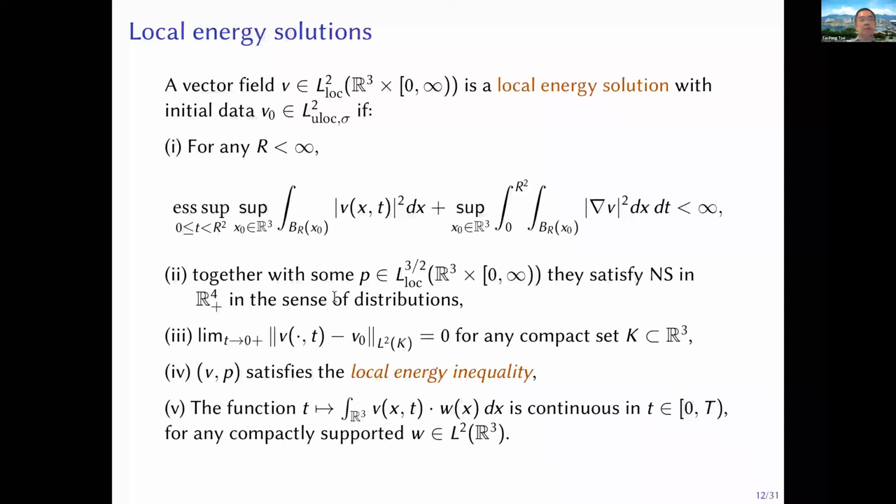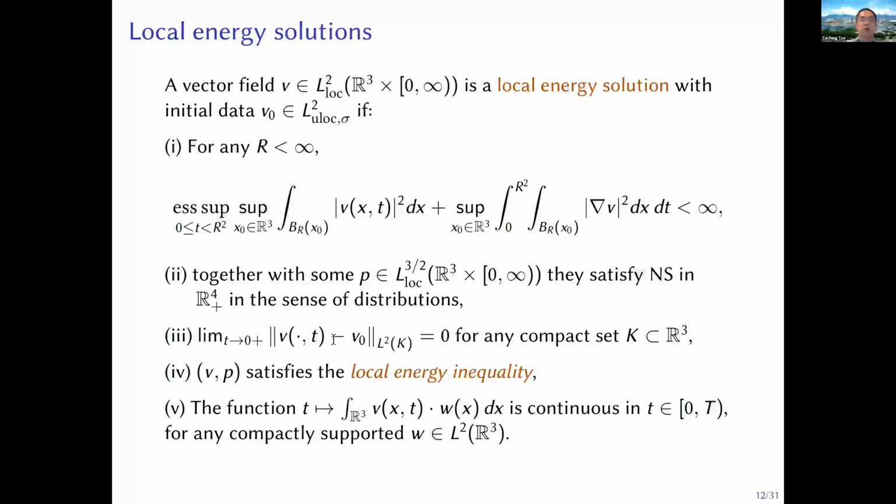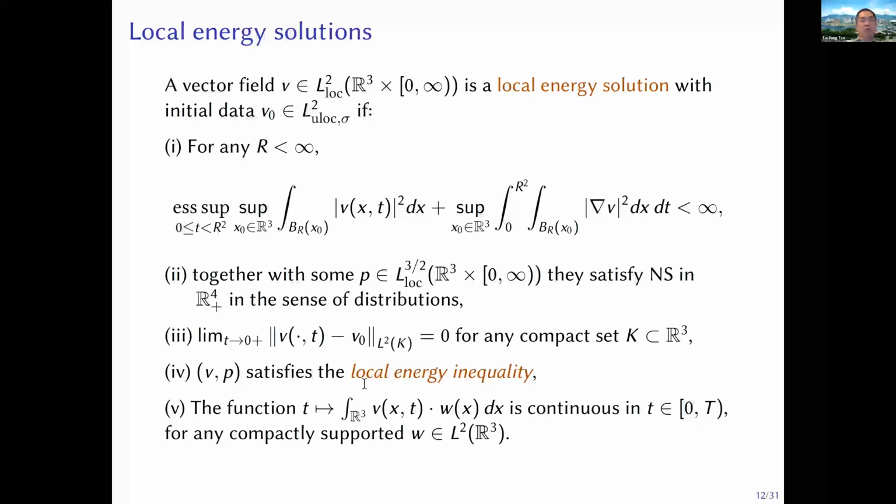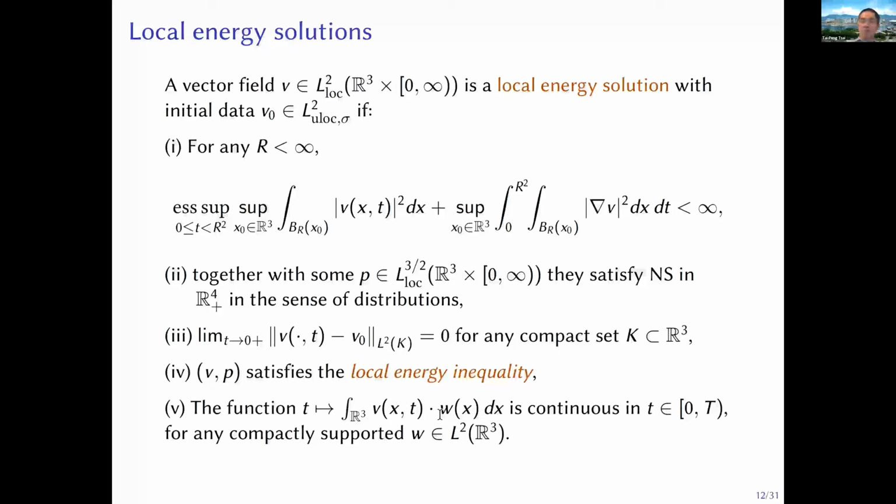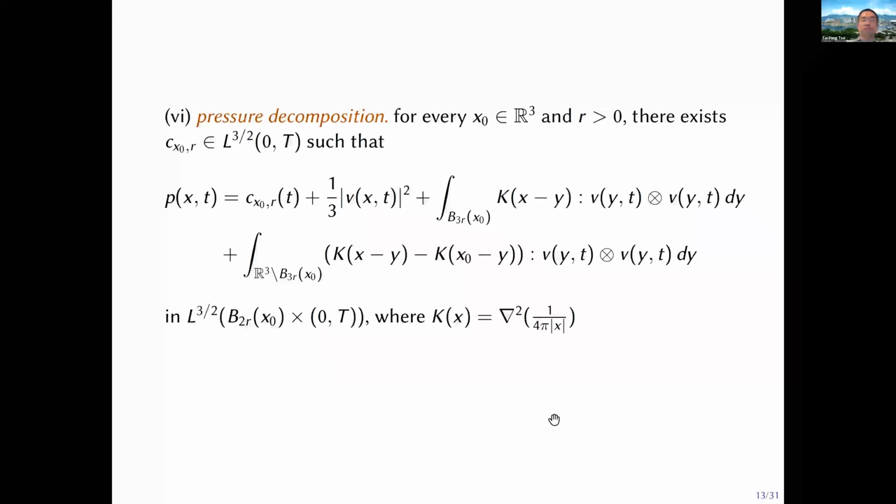Second is that there's some pressure term, which is also locally integrable, and they satisfy the equation in the distributional sense. Third one is convergence to initial data in any compact set. Number four is the local energy inequality. Number five is the weak continuity against any compactly supported function. Condition number six is the pressure decomposition.